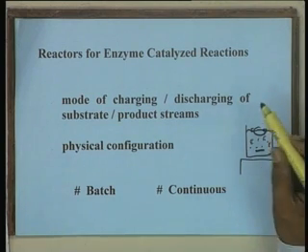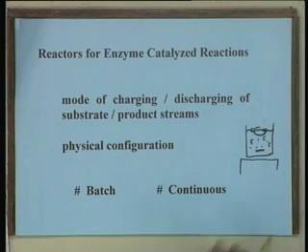Now, the two basic factors on which the classification of enzyme reactors can be based are essentially the mode of charging and discharging of the substrate and product stream, and also the physical configuration, that is, the shape of the reactor. For example, it is a column, it is a stirred vessel, or it could be a sort of ultrafiltration cell, or whatever kind of configuration is available. Keeping in view a very broad classification can be given on the basis of batch reactors and continuous reactors.